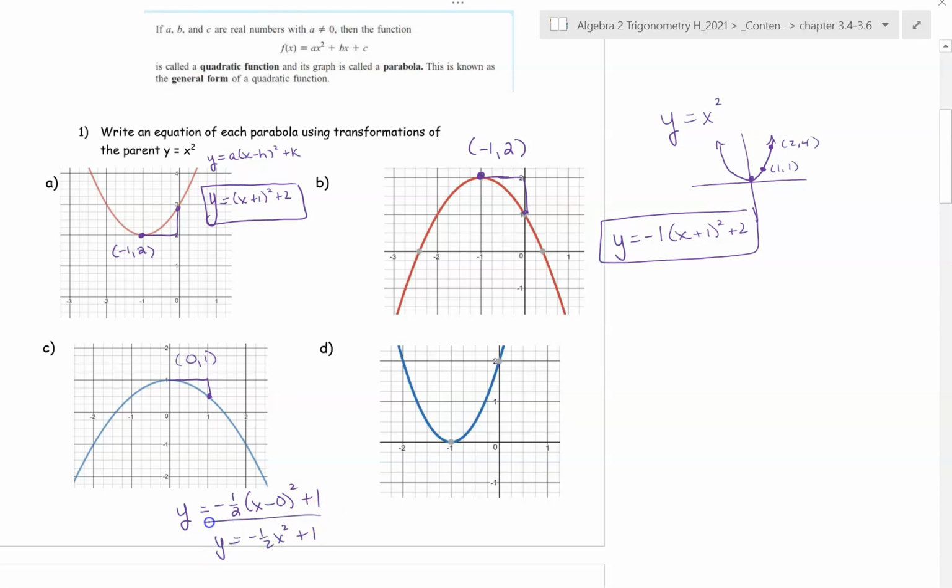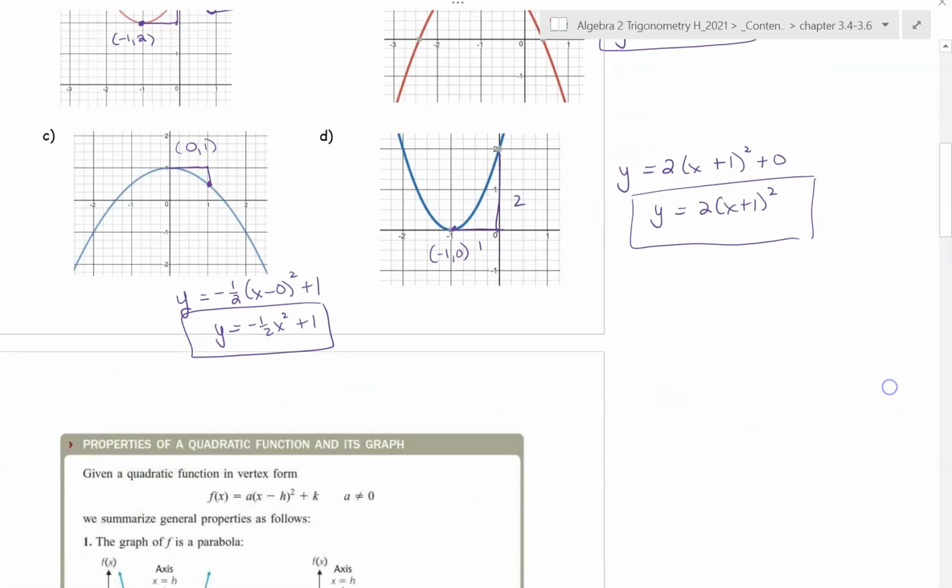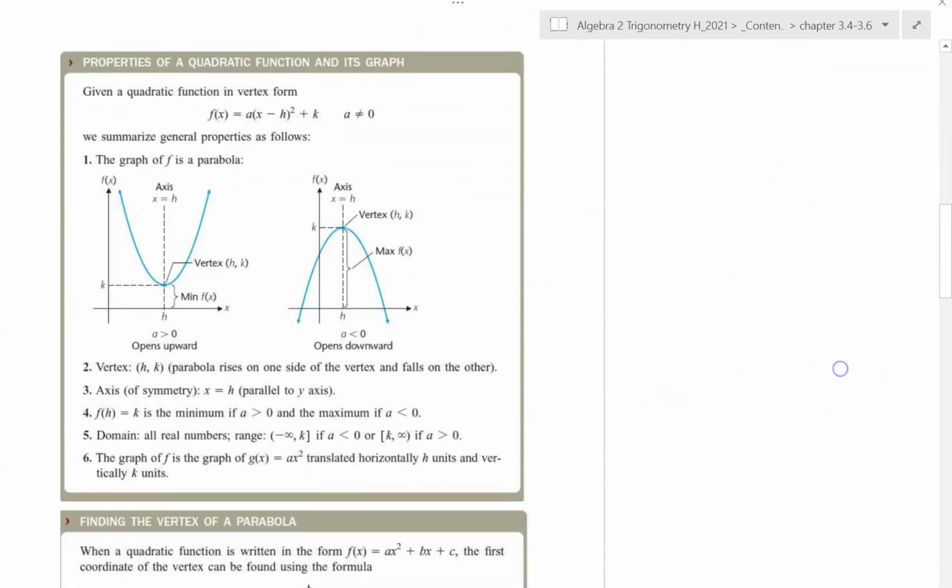Okay, let's go ahead and try the last one. Again, notice for this one, I went right 1 and up 2. Go ahead and think about what the a would be and think about transformations on the parent function. Okay, so for part D, notice that we had a vertex at -1, 0, and the a must be 2 because we went right 1 up 2, so there must have been a vertical stretch by a factor of 2. So let's go ahead and think now about a quadratic.